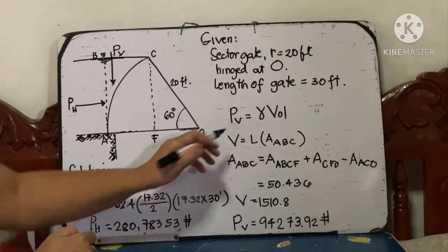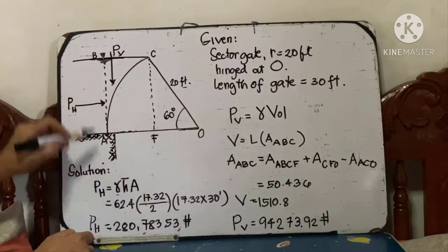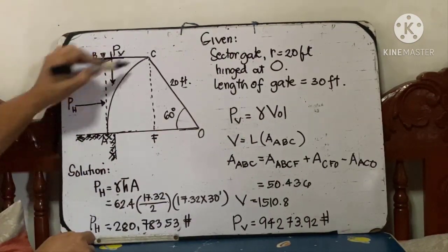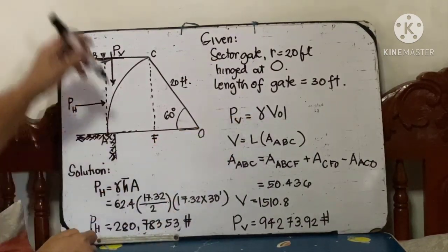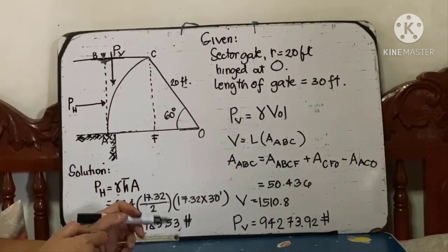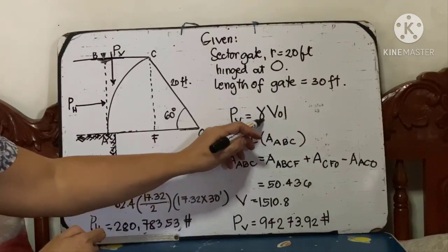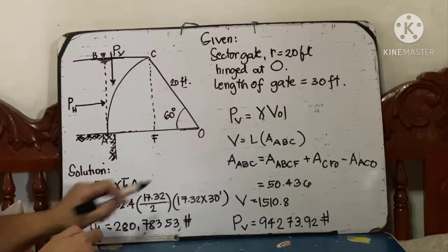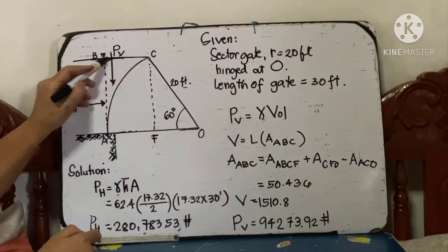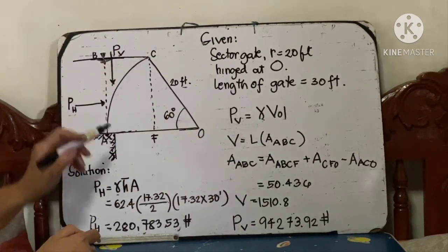Now, what is PV? The vertical component of the total pressure acting on this curve is the weight of the volume of fluid intersecting vertically. Again, this is water, so the unit weight is 62.4. What is this volume now? What is that volume?